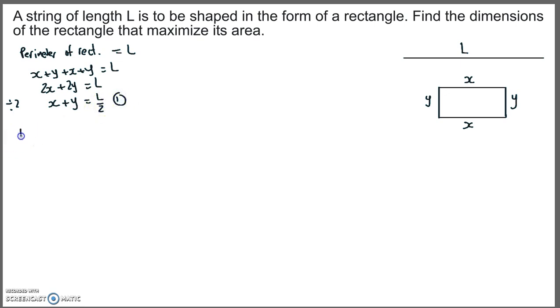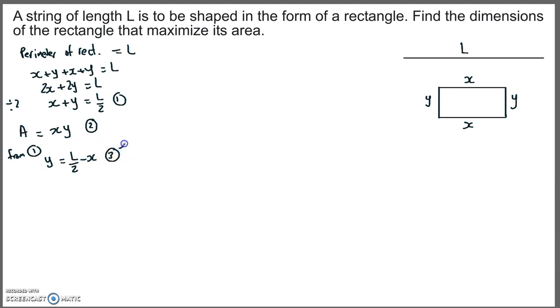So the area of a rectangle is just its width times its height, so it's X times Y, and let's call this equation number 2. So X and Y cannot change independently. They're tied by this equation that the sum of X plus Y has to equal half the length of the string. So from equation 1, we can write Y in terms of X. So Y equals L over 2 minus X. And let's call this equation number 3.